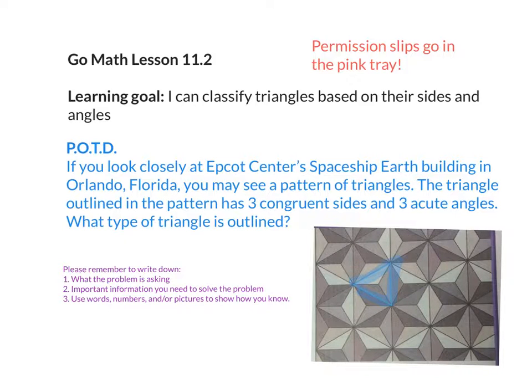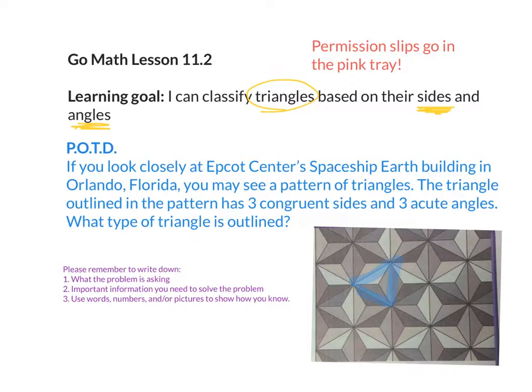We're going to be classifying, sorting, and arranging different types of a specific polygon. We're going to be talking today about triangles. How many angles does a triangle have? How many sides? How many vertices? 3. We're going to be taking a closer look at their sides and their angles to see how we can sort them into different types.